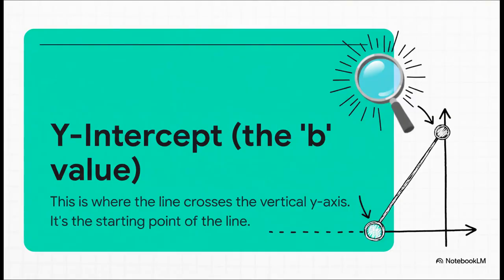First up is b. This has a special name, the y-intercept. It sounds fancy, but it just means where the line crosses the up and down y-axis. It's basically the starting point of your line. Remember our last example, y = 2x + 3? Well, the line crossed the axis at the number 3. That was our b. So in this new example, y = 2x + 4, where do you think it crosses? You got it, at 4. It's just that starting number.